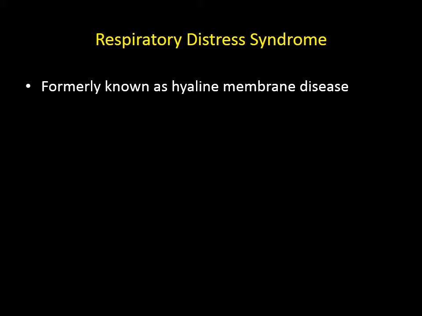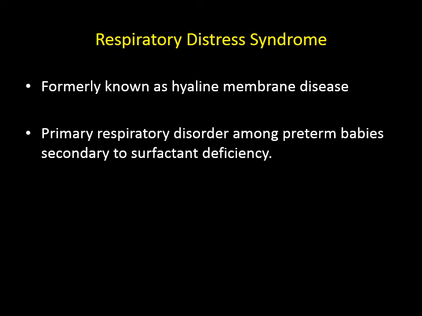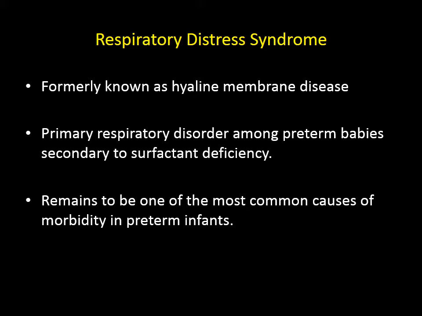Respiratory distress syndrome is formerly known as hyaline membrane disease. It is the primary respiratory disorder among preterm babies secondary to surfactant deficiency, and still remains one of the most common causes of morbidity in preterm infants.